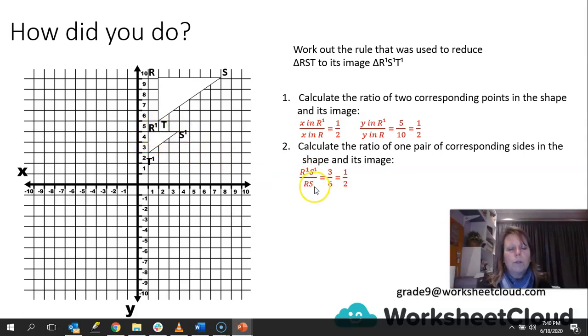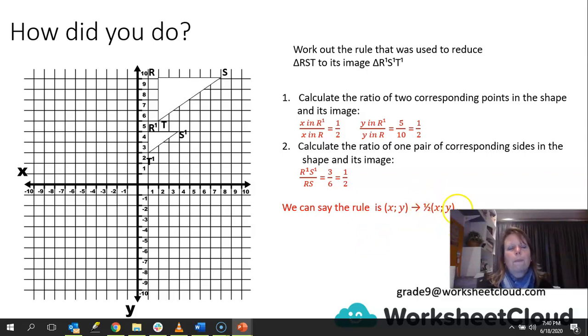So remember, we always put the original at the bottom. So that's 6. R1S1 is 3. If we simplify that, we end up with a half, which means that probably our rule is a half. So we can say the rule is XY made into a half. In other words, it's a half XY.